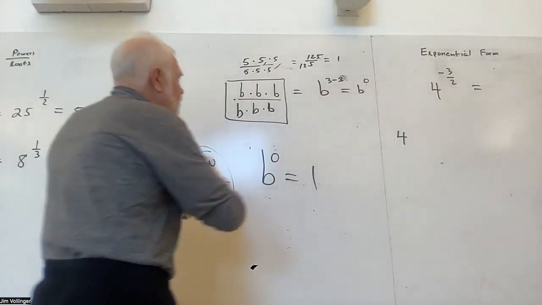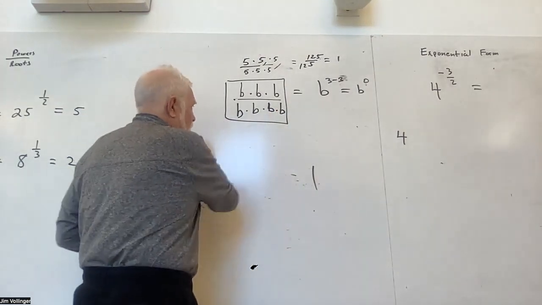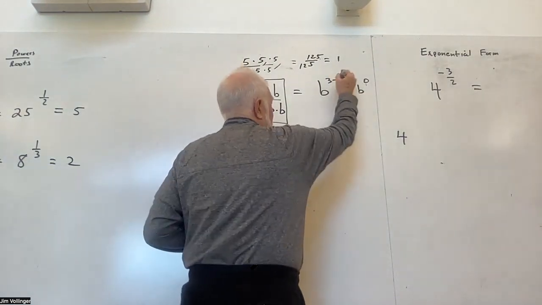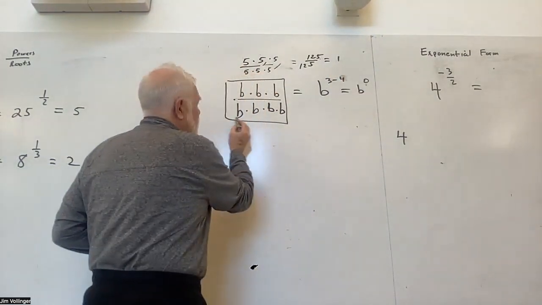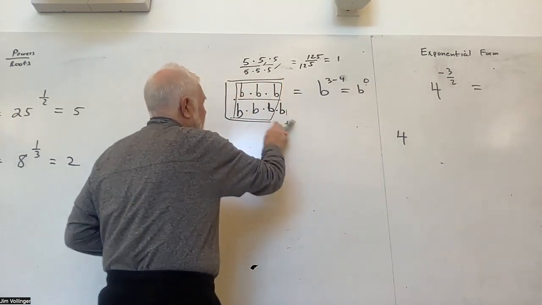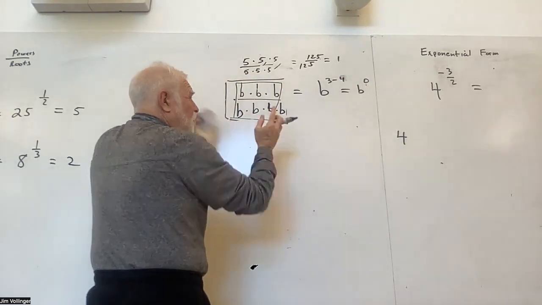All right, what happens if we have 1 more here? 1 more. Well, it's not 0 anymore. B to the 3 minus 4. Ooh, I think we can still see that cancellation, right? 3 of them divide out. There's 1 here.